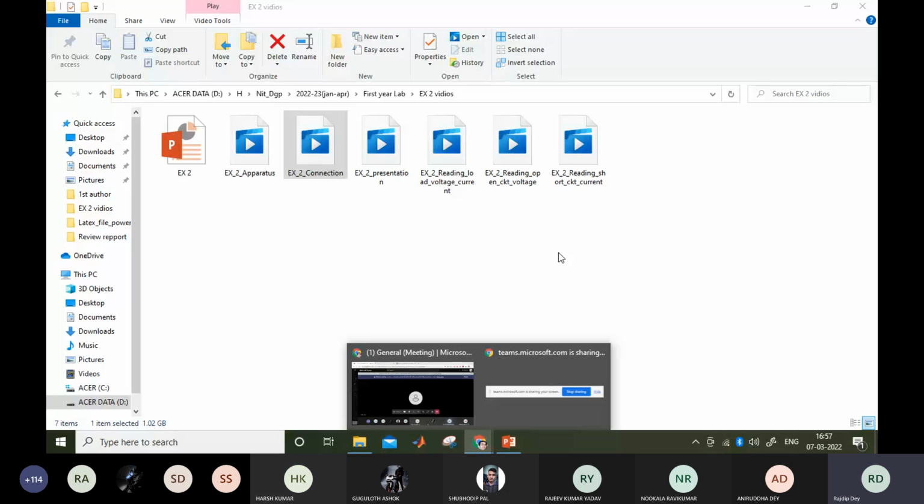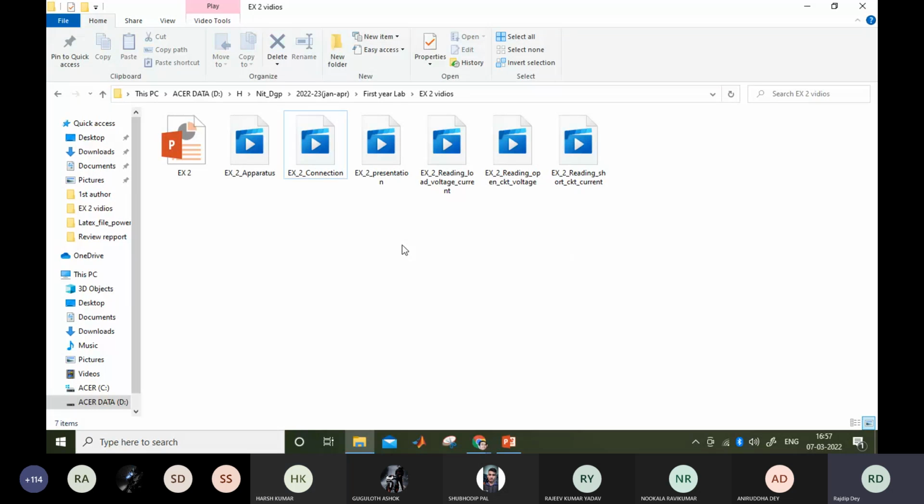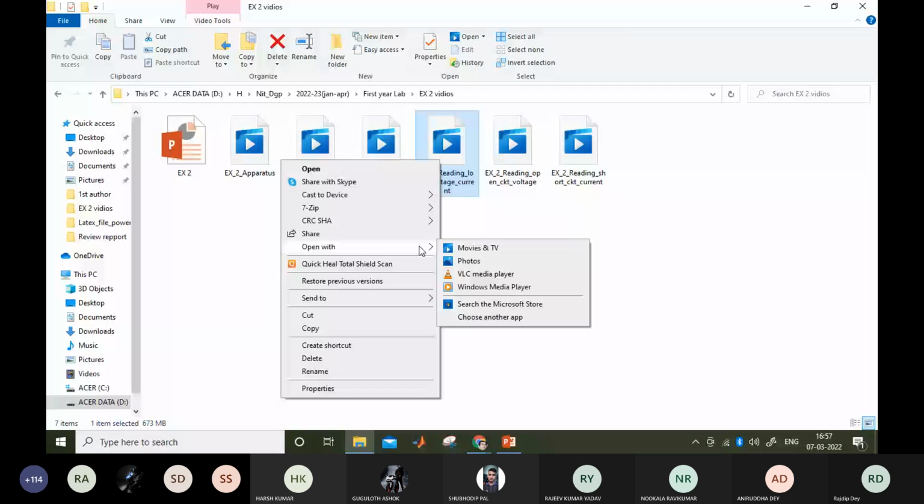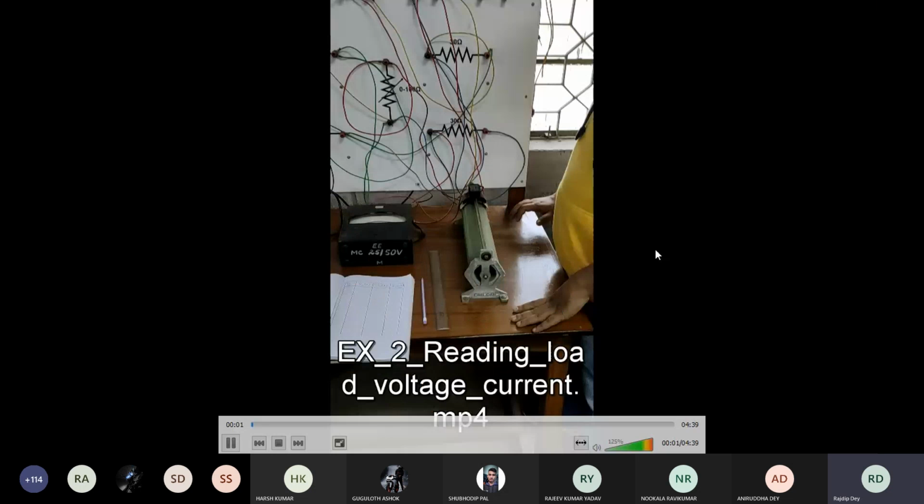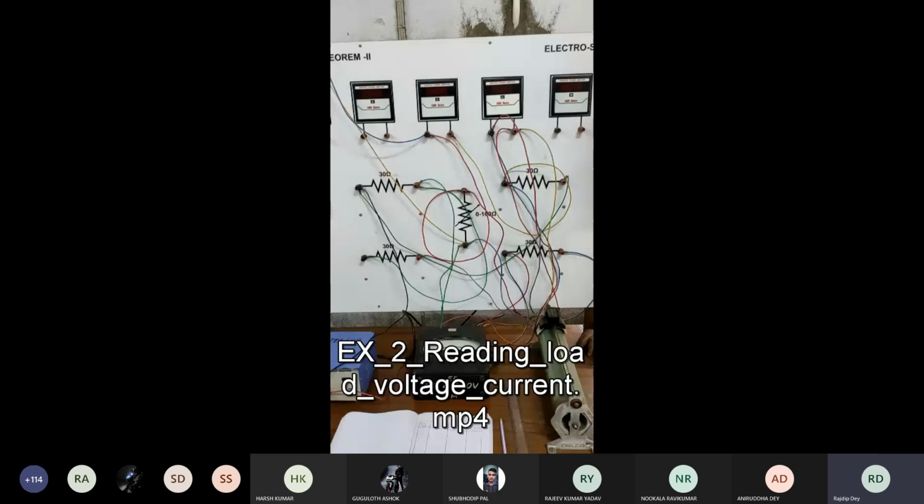Okay. So as our connection is already done, we'll see how to take the reading by varying the load resistance. The load resistance you have already seen. There is a knob, and by moving that knob, you can vary the resistance. Now as the circuit is completed, we'll start to take the readings.